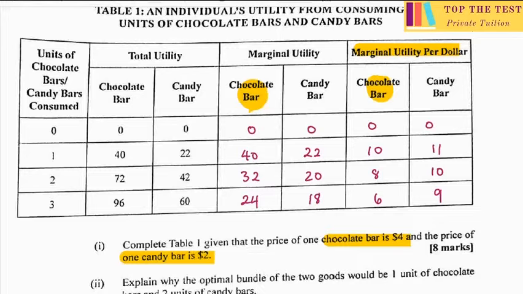And when MU is 24 and we divide by 4, our MU per dollar is 6. So that's how we get these values here.